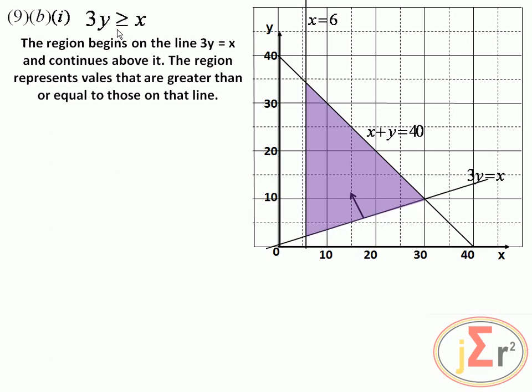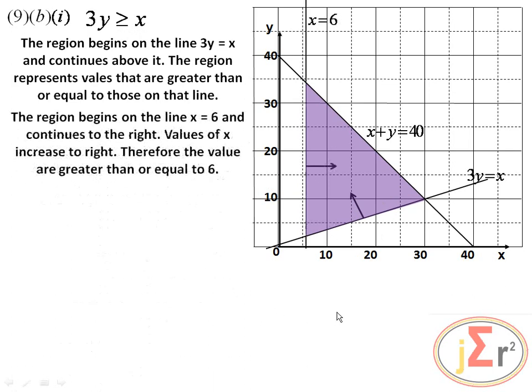3y is greater than or equal to x. So the region represents values that are greater than or equal to those on the line, because it begins on the line and continues above the line. So greater than or equal to those values that are on that line. So 3y is greater than or equal to x.